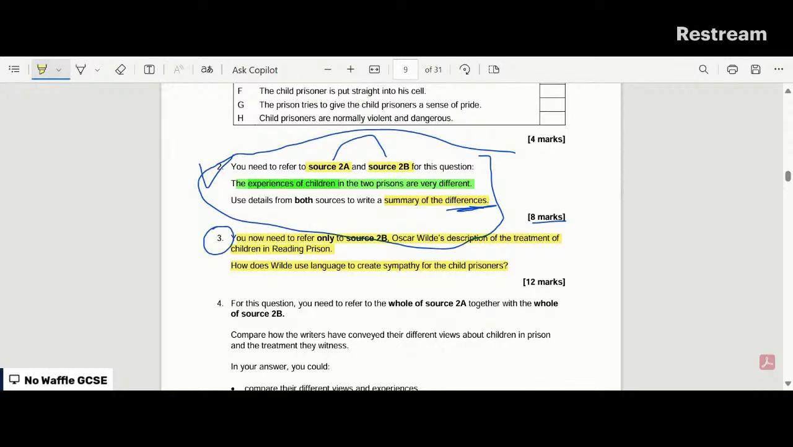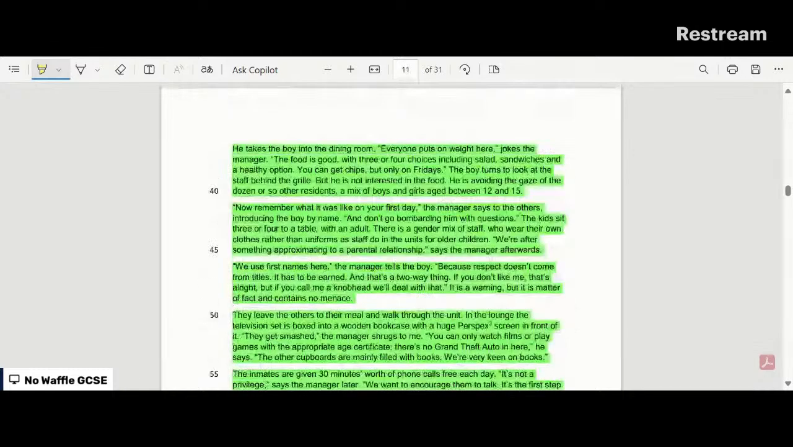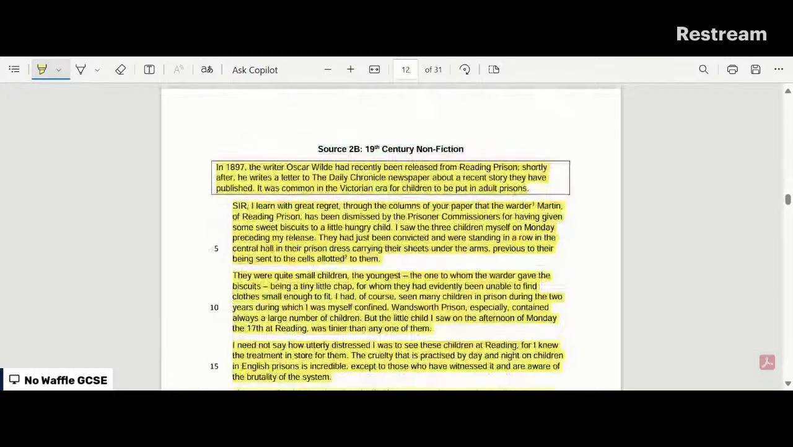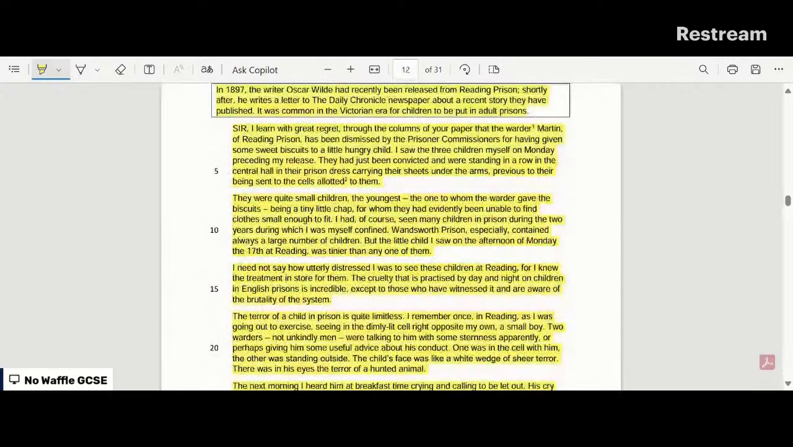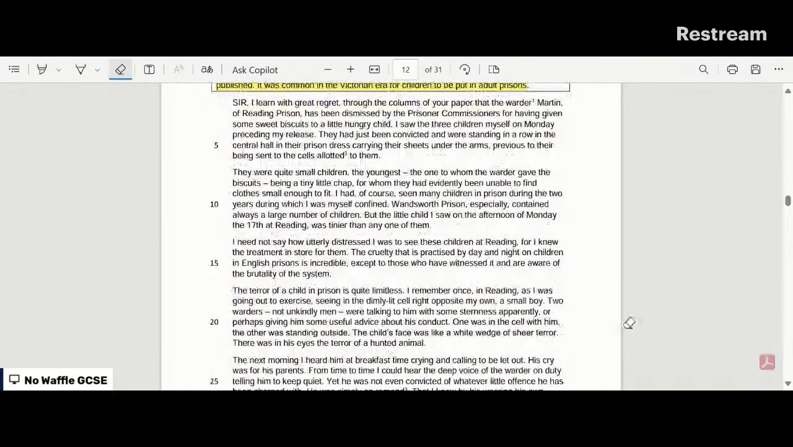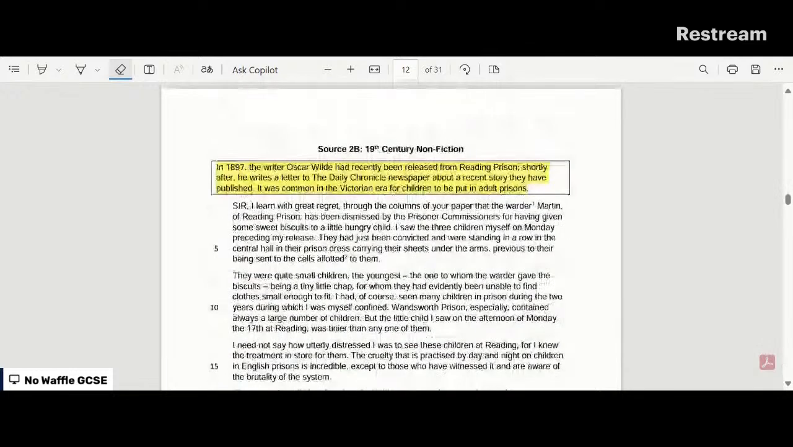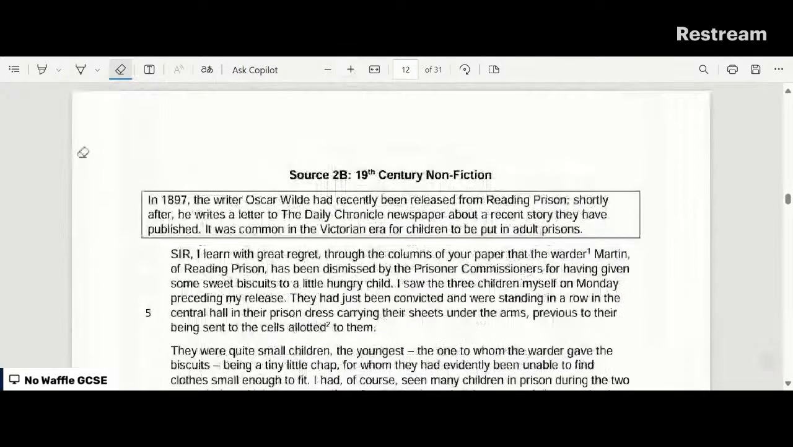So, focusing on 2B, and we're looking at how Oscar Wilde has created sympathy when discussing the plight of the children, effectively. So let's go through now. I need to unhighlight everything so we can actually go through and find any sort of language where children are represented as drawing sympathy from the reader.